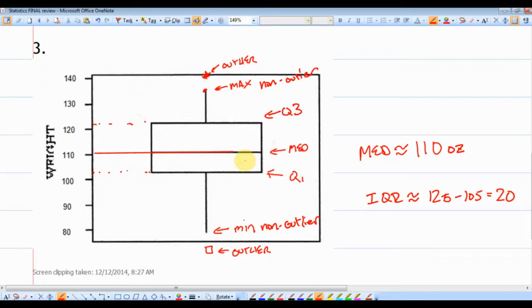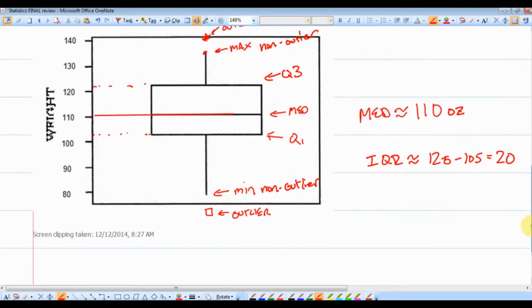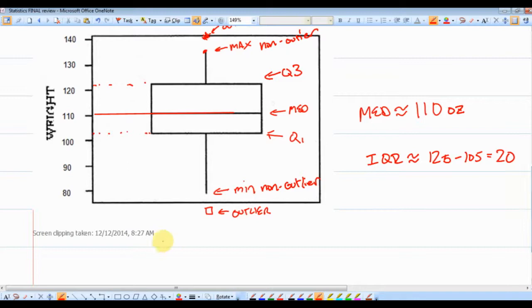I forgot. Can you find the mean from a box plot? No. You can approximate it based on shape and median, but that's the best you can do. Also, you can't tell the number of observations. Maybe I should write that down here. You can never.